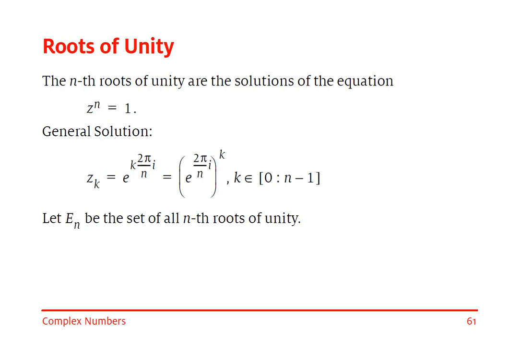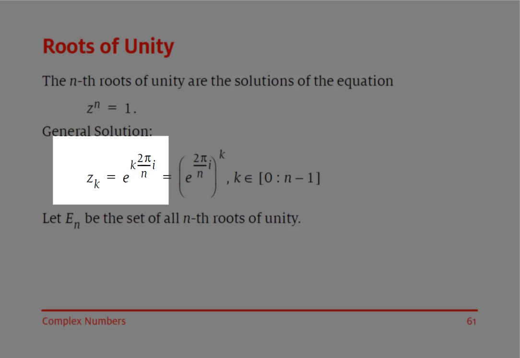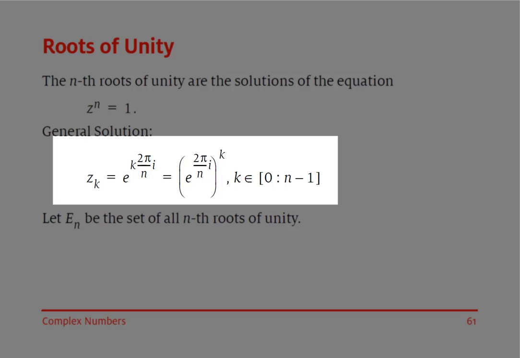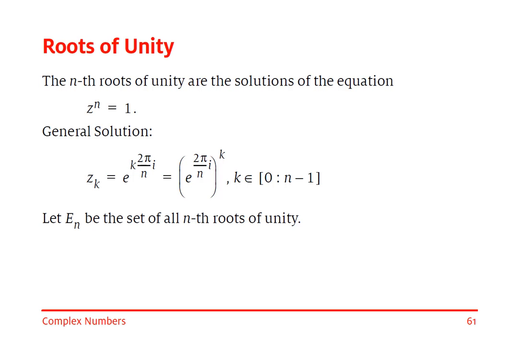So the general solution for arbitrary n is zk equals e to the power of k times 2 pi divided by n times i, which can also be written in the form e to the power of 2 pi divided by n times i, to the power of k. And k ranges from 0 to n minus 1. And in the following, we let En be the set of all nth roots of unity.